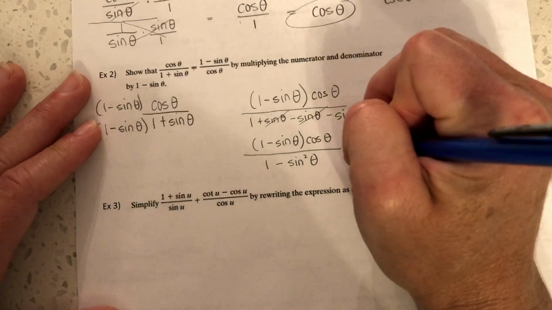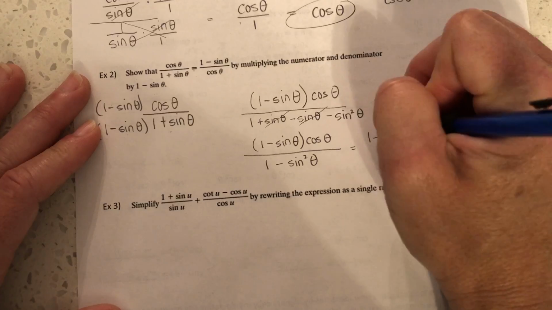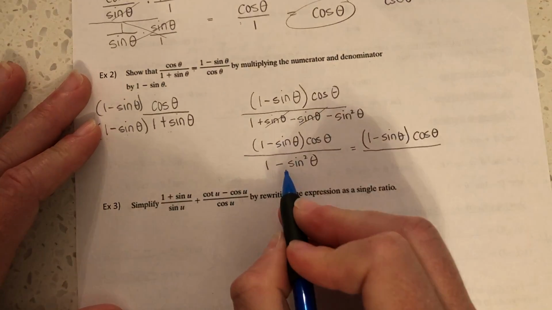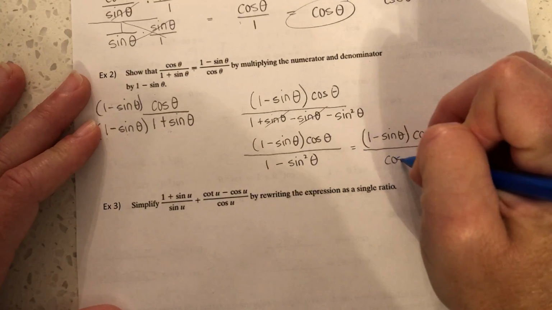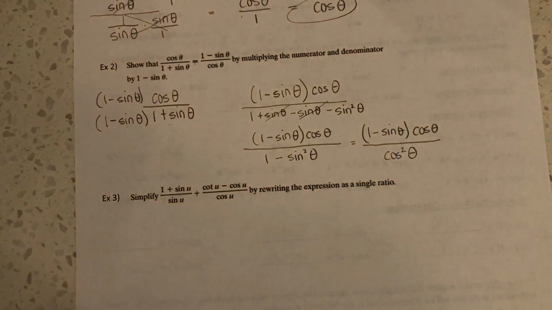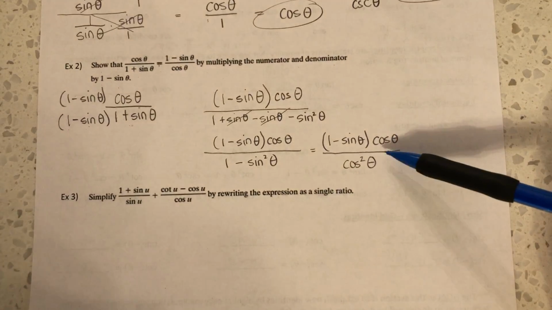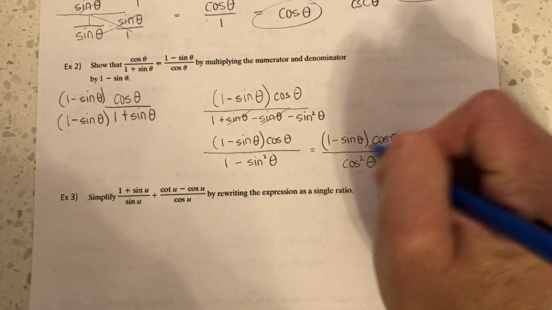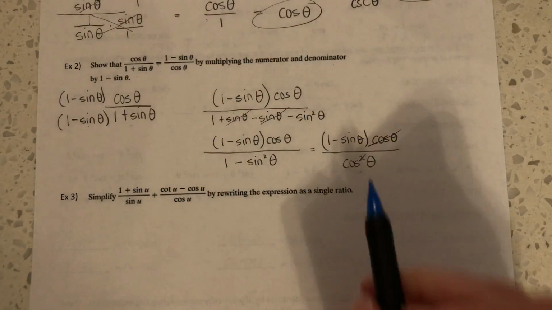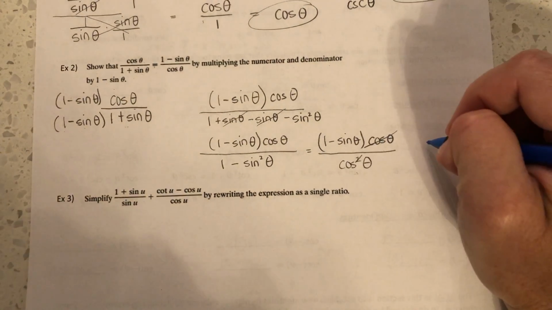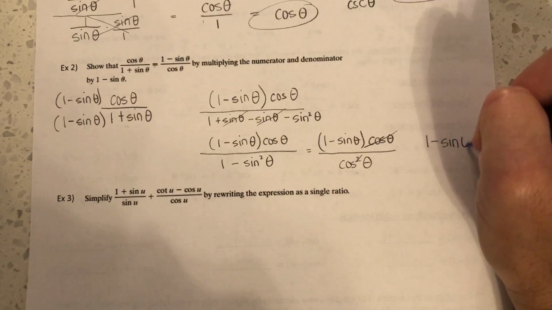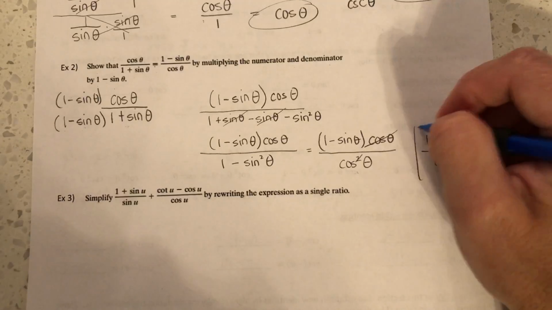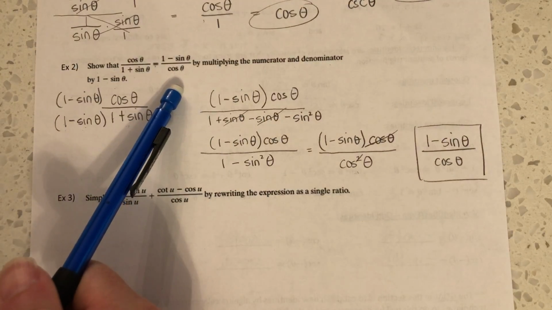All right, so that's what we're going to do. So now on top, I'm going to have 1 minus sine theta times the cosine of theta all over, this is really cosine squared theta. All right, well, guys, now that it's attached by multiplication, what's going to happen to this cosine theta and one of these cosine thetas? They're going to cancel. So the square will cancel and leave you with just 1. And then guess what you're left with? You're left with 1 minus sine theta divided by just cosine theta. And that's exactly what the right side of this equation does.